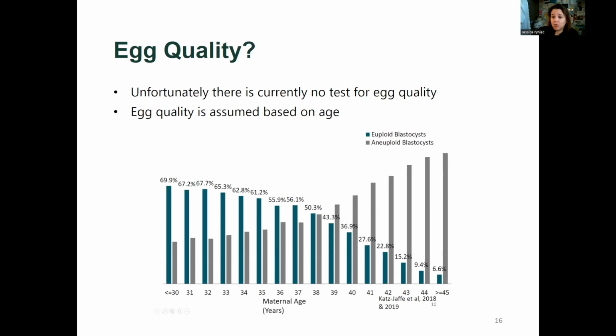And this is just a table here of chance of having a euploid or genetically correct embryo compared with the chance of getting an aneuploid or genetically incorrect embryo as age increases. This is some data from CCRM in 2018 and 2019. You can see, in the early 30s, it's pretty stable. And then, once you're 37 and older, it starts to decline a little bit faster. So this is kind of more just assumed based on age. Sometimes we do get information about egg quality during treatment, but there is unfortunately no test ahead of time.